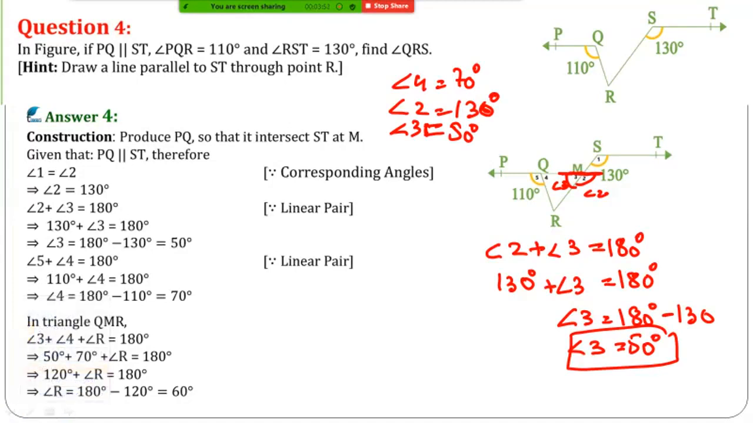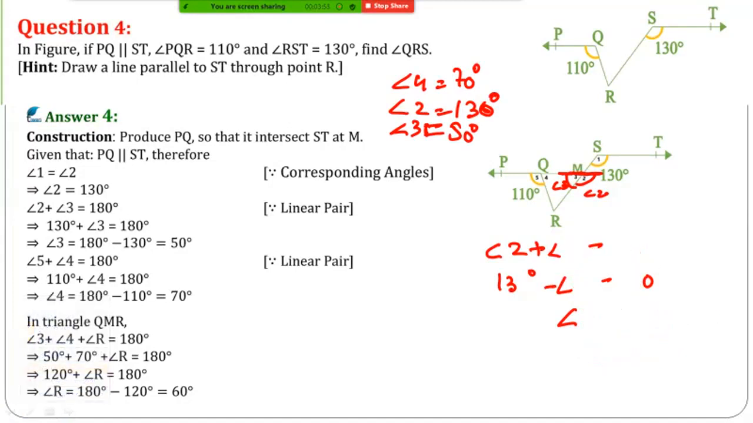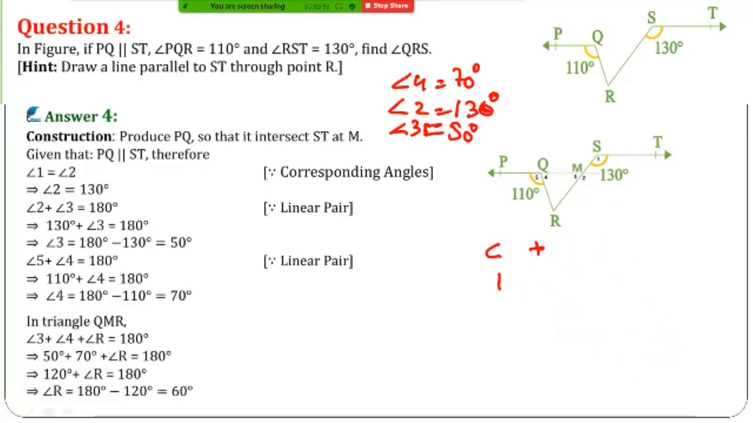So now we know that the sum of angles of a triangle is equal to 180 degrees. So here there are three angles in this triangle. In this triangle there are three angles. So the sum of the three angles is equal to 180 degrees. First angle is angle 4, second angle is angle 3, and third angle is angle QRS, that is equal to 180 degrees. We know the value of angle 4 and angle 3.